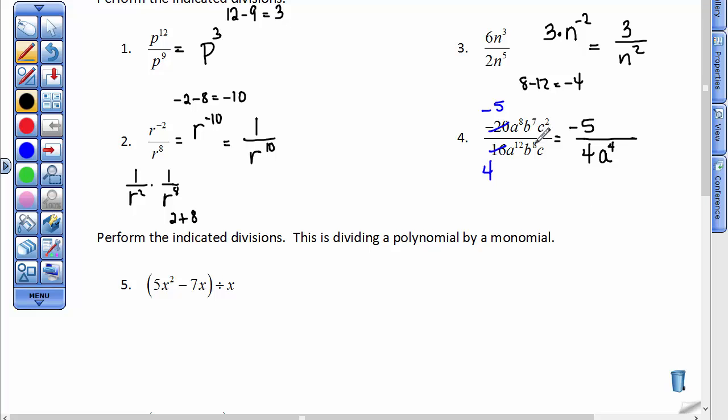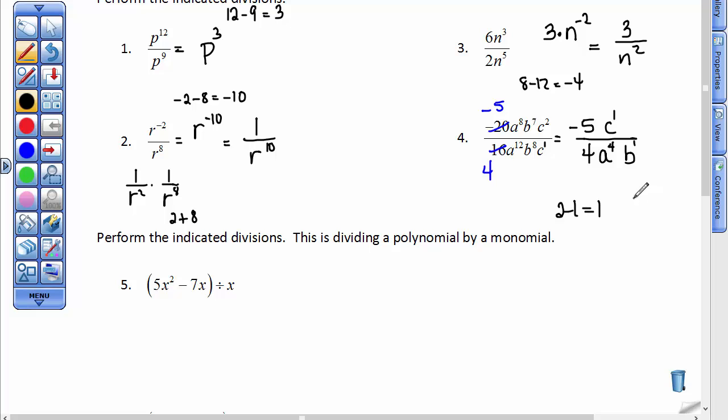This 7 minus 8 would be a -1, so I'd have b to the -1 upstairs. I'm going to write it downstairs as b to the first. You do not need to write that 1. This is c to the second over c to the first. When I subtract those two exponents, 2 minus 1, I get 1, so I get to leave the c to the first upstairs. So again, you can go right to that answer right away.